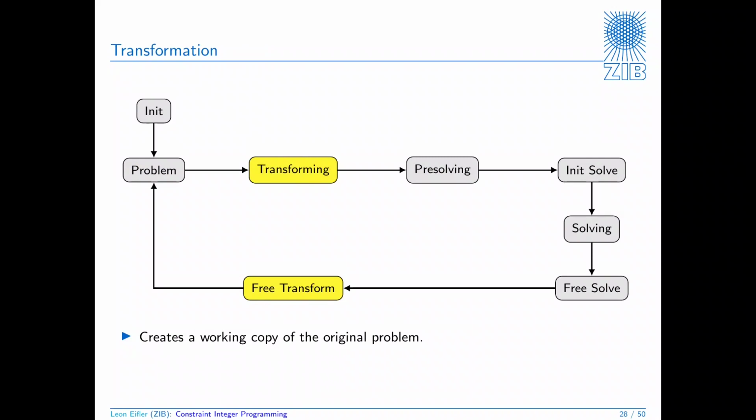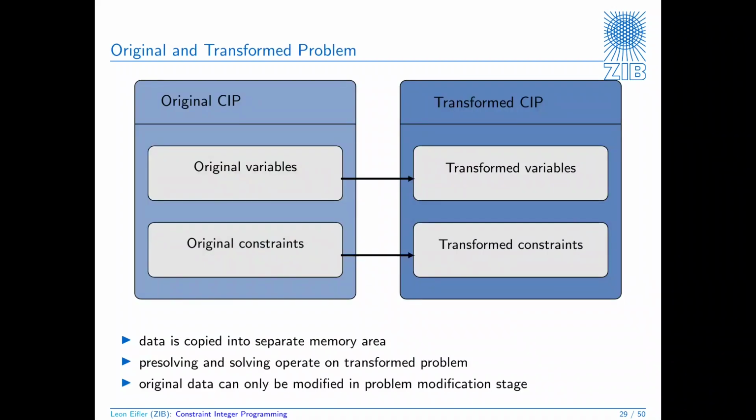Next we come to the first phase, where you as a new user might start wondering what actually happens here. It's called the transformation stage. Here a working copy of the original problem is created. So it is important to understand that you can only change the original problem in the problem specification phase. Afterwards, when you go to the transformation stage, and I have a separate diagram for this here, all the original variables and constraints get copied to the transformed CIP, and all the pre-solving operations and other reductions only happen on the transformed CIP.